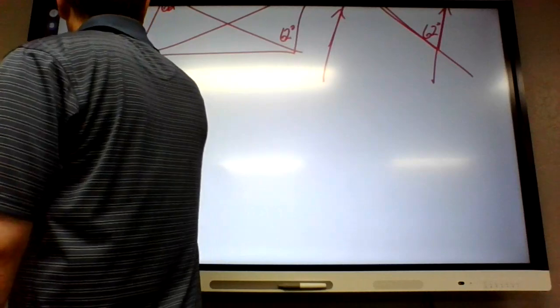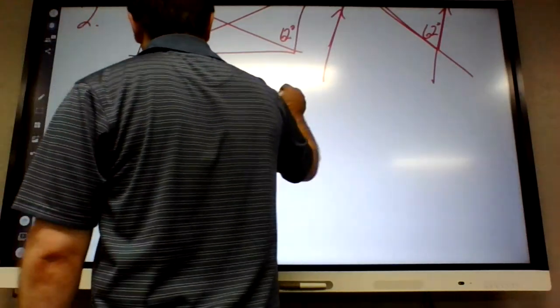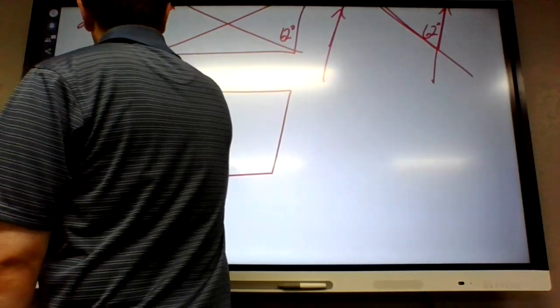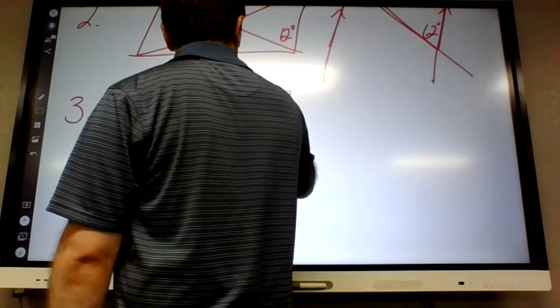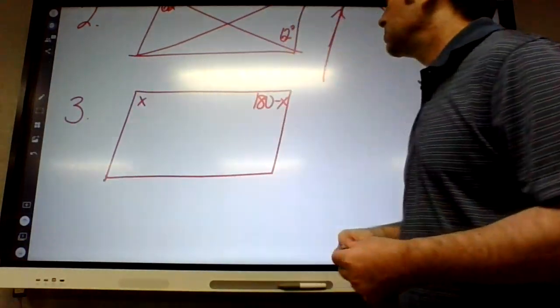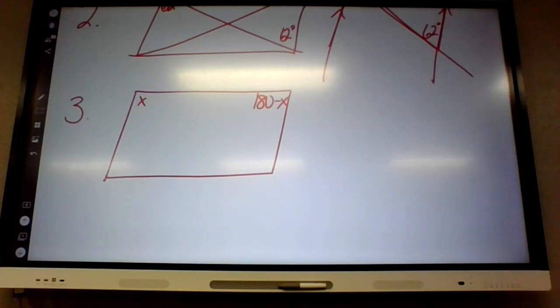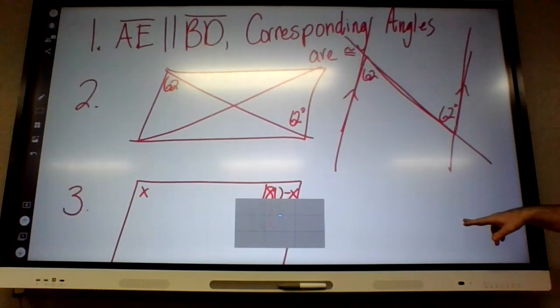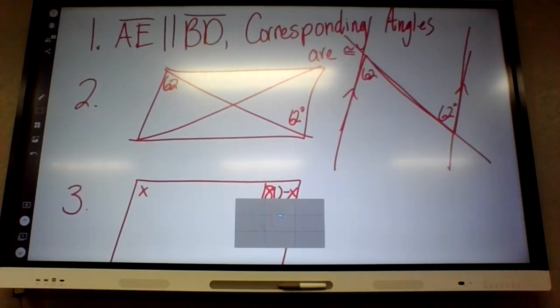Because what? What kind of? Alternate interior angles are congruent. Yeah. So what was it? So it was ZW. ZW is congruent to YX. Parallel, I mean, yeah, parallel. And its alternate interior angles are congruent.